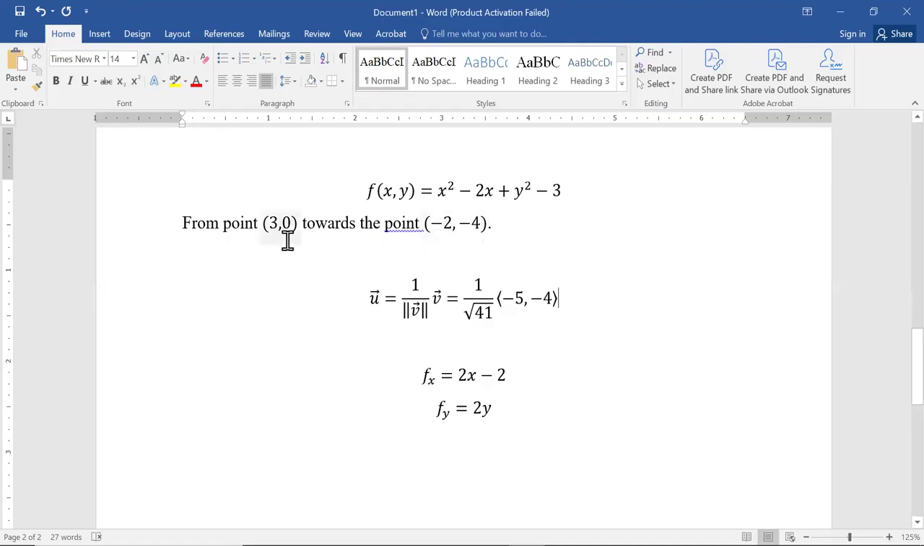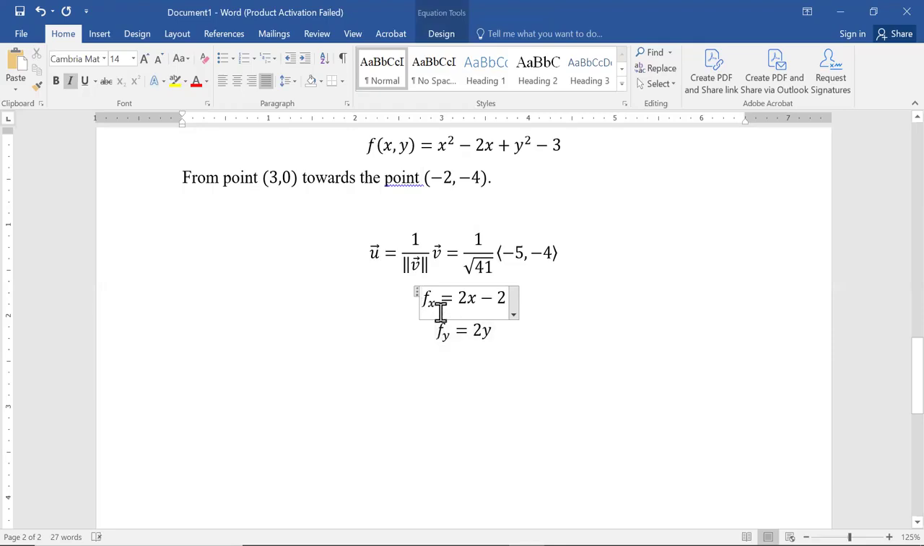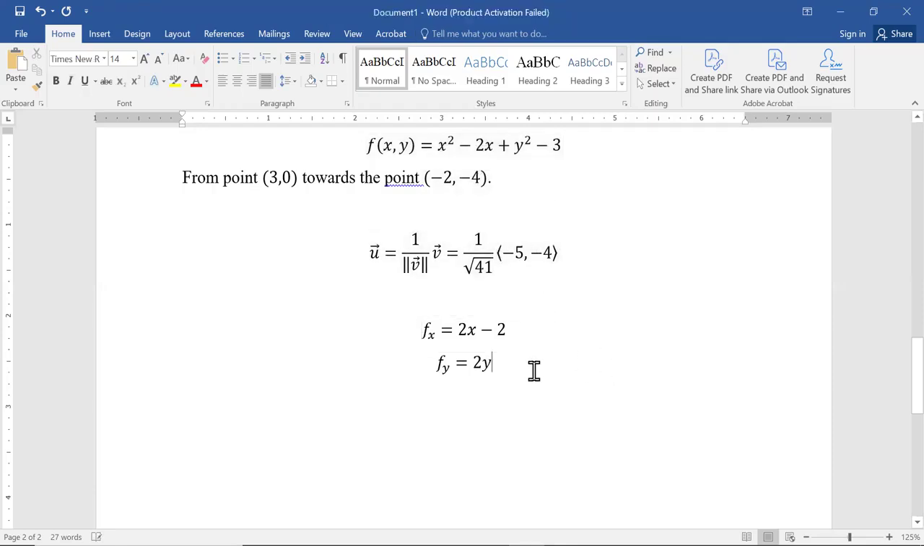Hopefully that's not too much. We're just going from this point to this point. So initial point is (3, 0). Terminal point is (-2, -4). That gives me this vector here. Now, once we've done that, let's take f sub x. F sub x, we've already calculated, is 2x minus 2. F sub y is 2y.